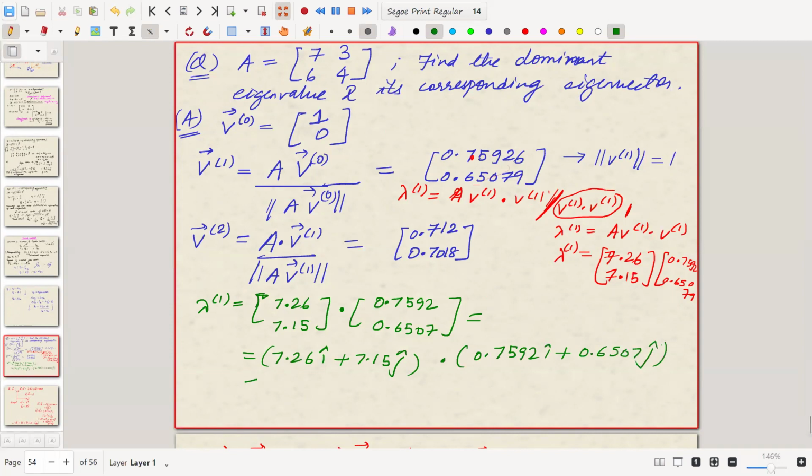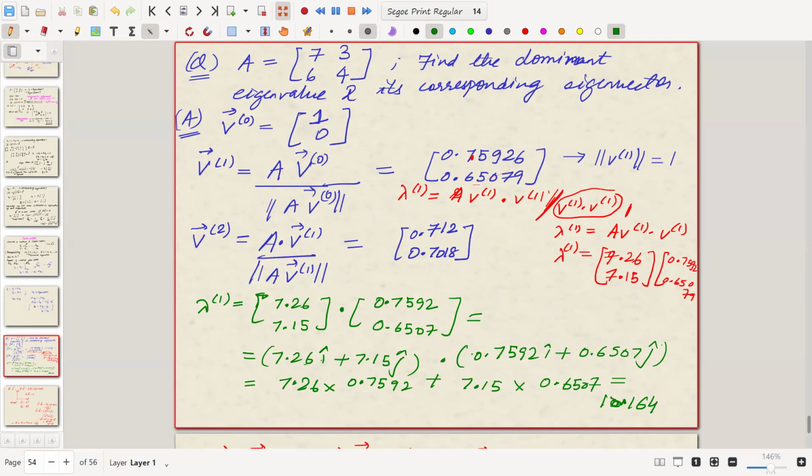Now, can you see what you have to do? You have to just multiply the corresponding elements. 7.26 I cap with I cap only, because with j cap it will be just 0. So you have to multiply I cap with I cap. So 7.26 times 0.7592 plus 7.15 into 0.6507. Can you tell me what is this value? 10.164.